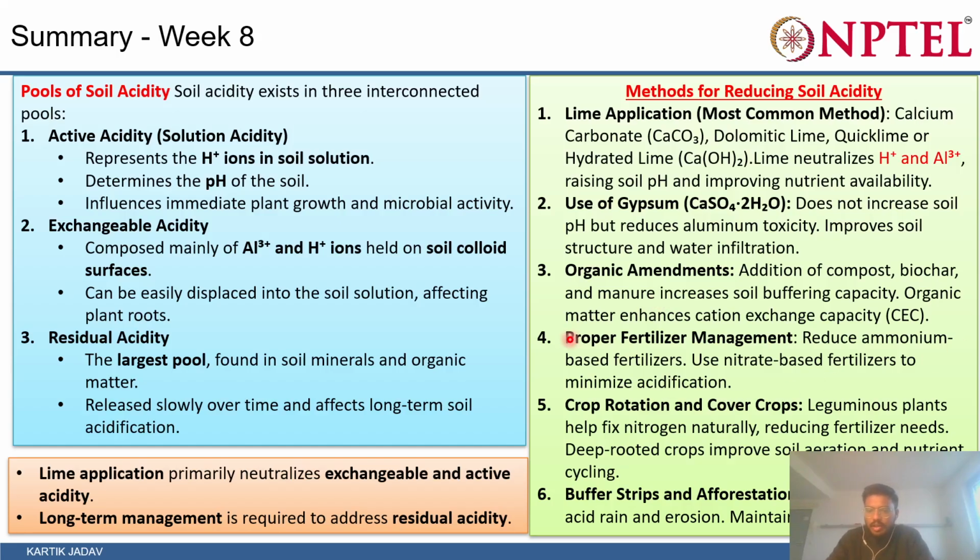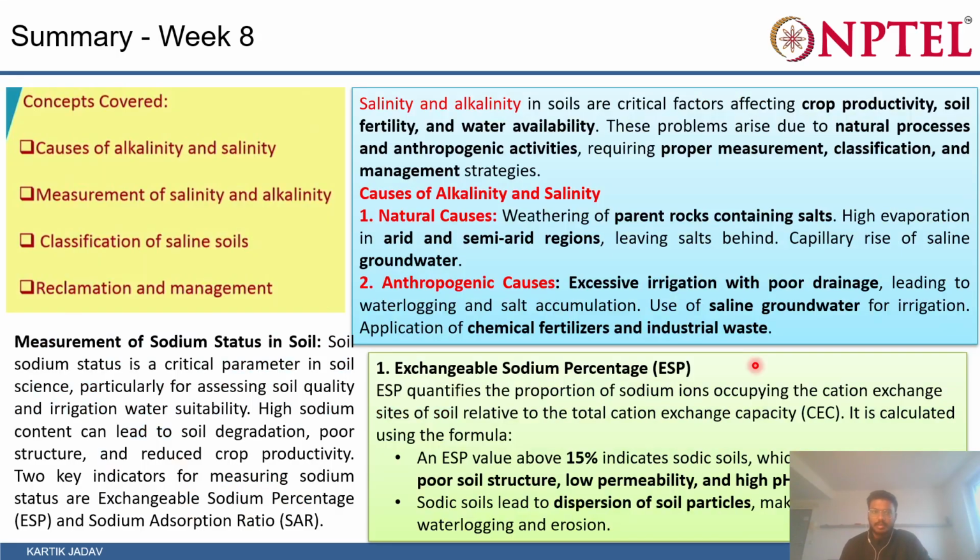Now, if we focus on management aspects, these next three are more about management. Proper fertilizer management: reduce ammonium-based fertilizer and use nitrate-based fertilizer to minimize acidification. Then crop rotation and cover crops: leguminous plants help fix nitrogen naturally, reducing fertilizer needs, and deep-rooted crops improve soil aeration and nutrient cycling. Buffer strips and afforestation protect soil from acid rain and erosion, and generally maintain long-term pH stability.